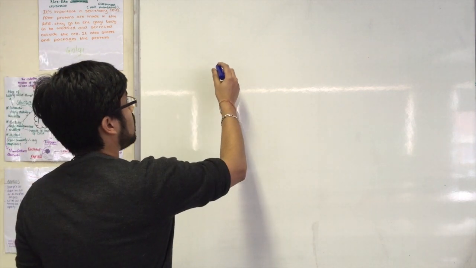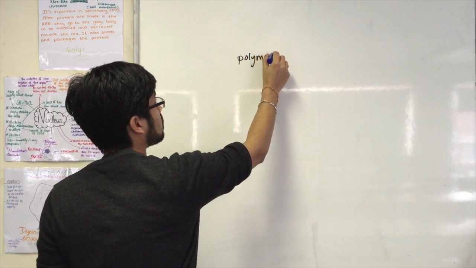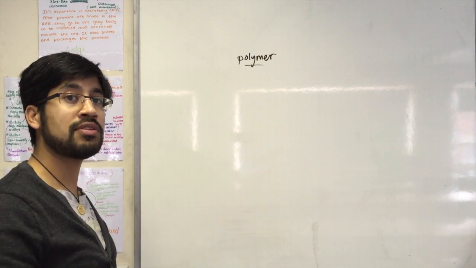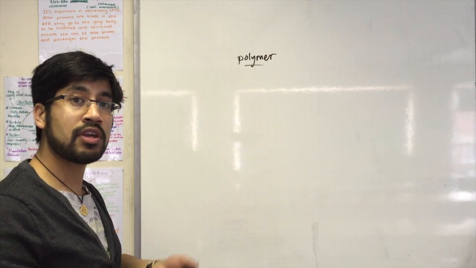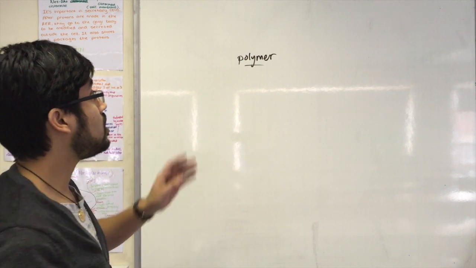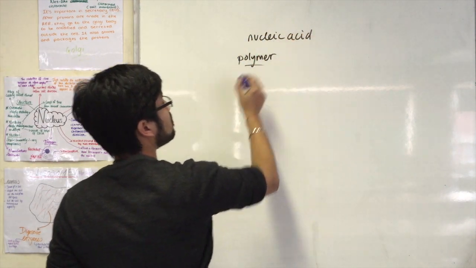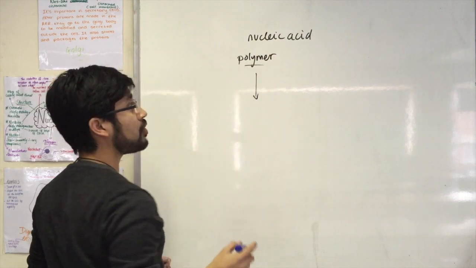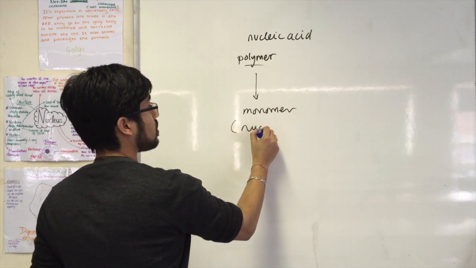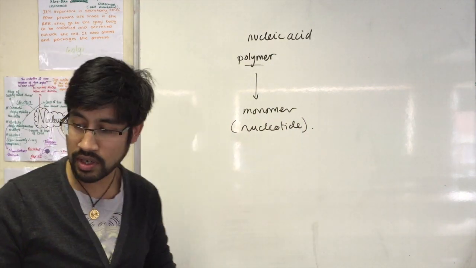The nucleic acid is a polymer. Just like the protein is a polymer made up of the monomer, which is amino acids, and we've got polysaccharides, which are the polymer, made up of the monomer, that is monosaccharides. The nucleic acid is a polymer and its monomer is the nucleotide. Okay, so let's have a look at the structure of that.